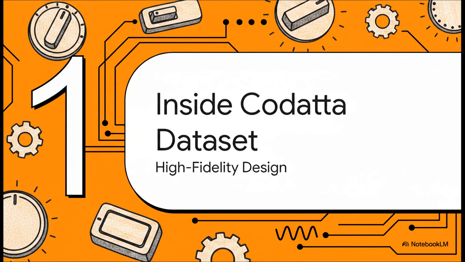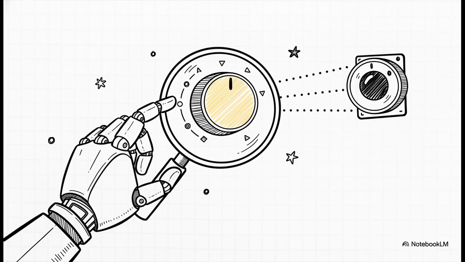All right, Section 1, inside the Codatta Dataset, High-Fidelity Industrial Design. This dataset, which is curated by Codatta, is a high-resolution collection entirely focused on electrical appliance knobs and rotary controls. It's built specifically to support fine-grained object understanding. We're not just giving an AI a picture and saying, hey, this is a stove. We're zooming way, way in. We're looking at the actual industrial design of the controls themselves, capturing those intricate little details that a robotic hand or a computer vision system would literally need to interact with that specific component.